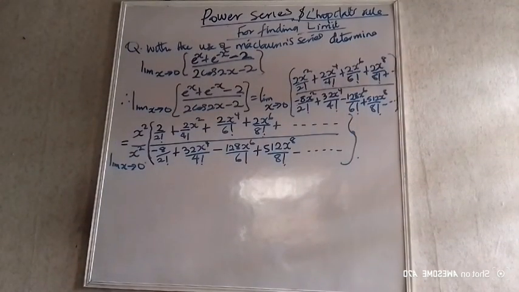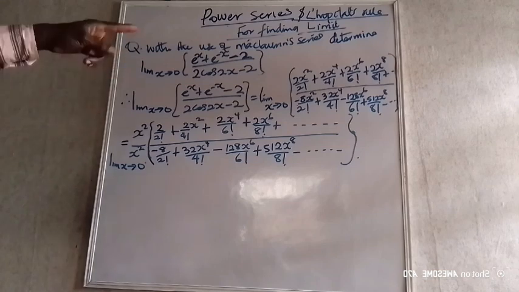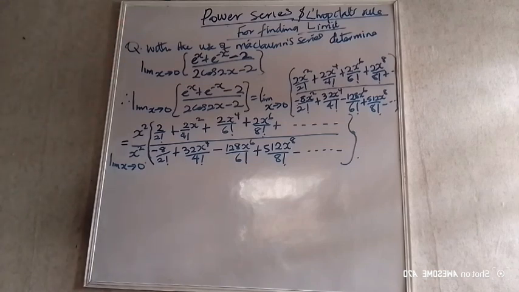So e raised to power x plus e raised to power minus x minus 2 over 2 cos 2x minus 2, limit x tends to 0, is the same thing as 2x squared over 2 factorial plus 2x raised to power 4 over 4 factorial plus 2x raised to power 6 over 6 factorial plus 2x raised to power 8 over 8 factorial, divided by minus 8x squared over 2 factorial plus 32x raised to power 4 over 4 factorial minus 128x raised to power 6 over 6 factorial plus 512x raised to power 8 over 8 factorial, and continues like that.